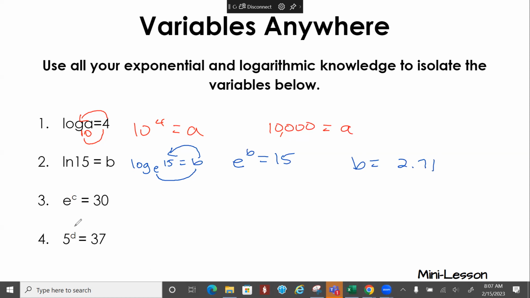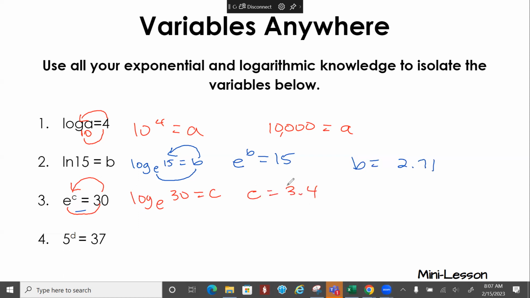Okay. What about this next one? How do I write this in log form? I start at my base, which is e, go outside, finish at my exponent. So we have log of base e of 30 equals C. Well, remember, log of base e is the same thing as ln. So we're going to say ln of 30, which is C equals 3.4.